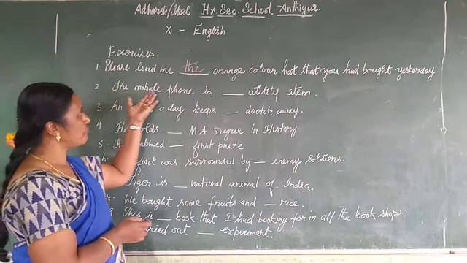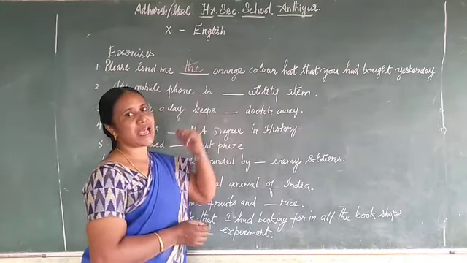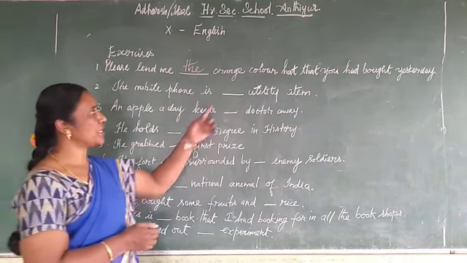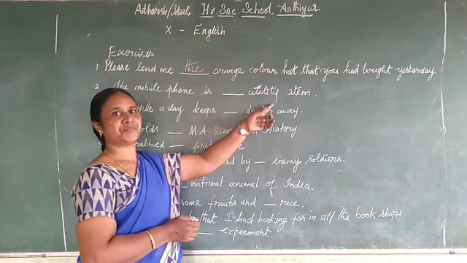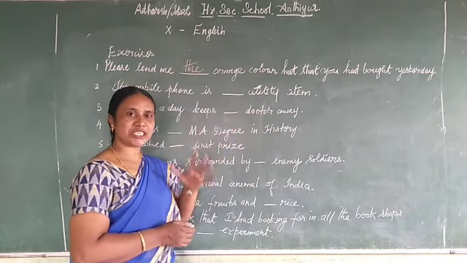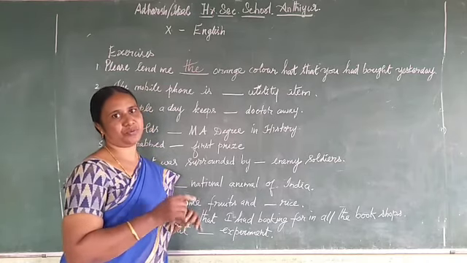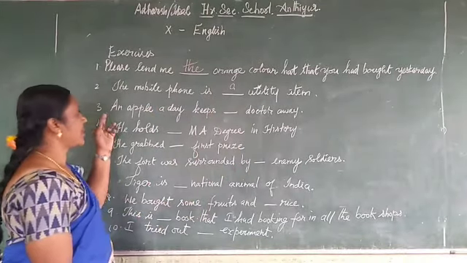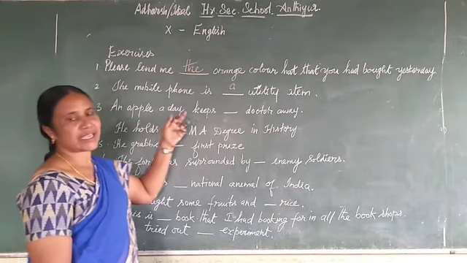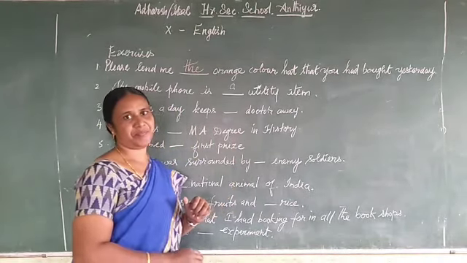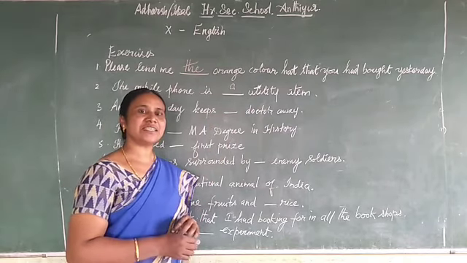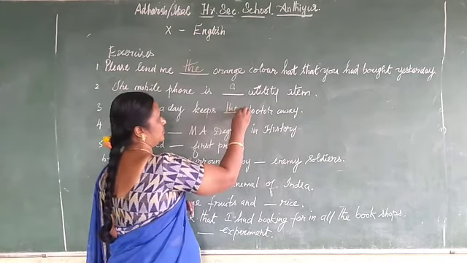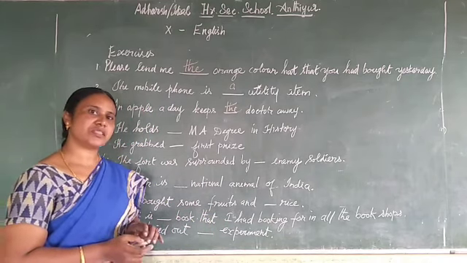Next one: The mobile phone is dash utility item. What article will you use here? Utility item. Even though the letter is U, the pronunciation is Yoo. So what article? A. Good. Next one: An apple a day keeps dash doctor away. Doctor is a designation. Before a designation we should use the article the.